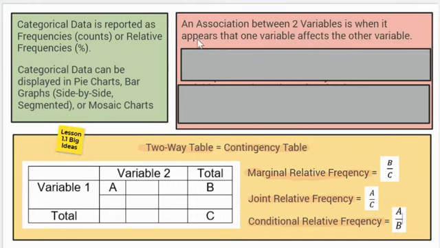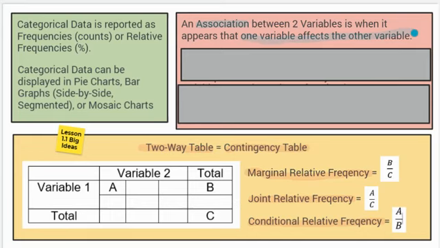All right, let's move on to our last section for this particular lesson, and that is this. It talks about an association or independence. That's going to be our focus for this section. So an association between two variables is when it appears that one variable affects the other. So if one variable has an effect on the other variable and would change things, we say that the two variables have an association.